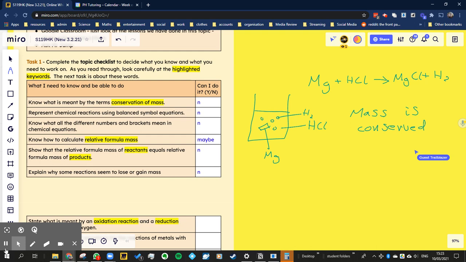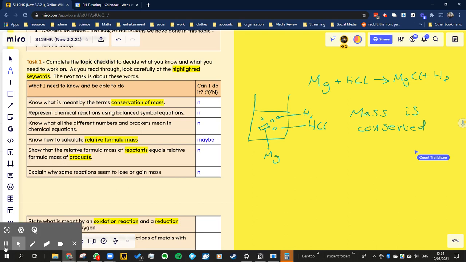Now, when you do the experiment, it will seem as if the mass is going down, but that's only because you're losing some of the hydrogen gas to the air. So if you put this on a weighing scale and just let it fizz away, you'll look at the scale and it'll go down. And then you think, well, that's strange.